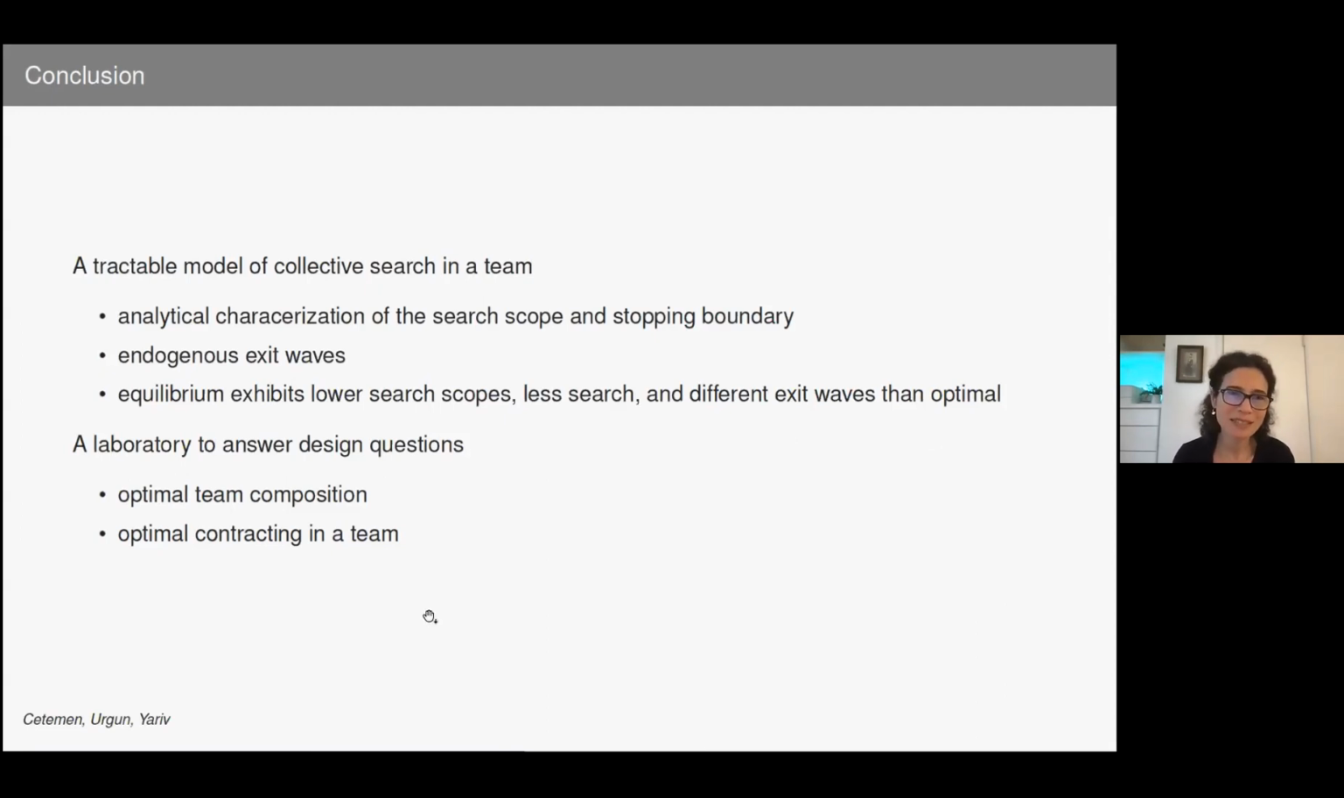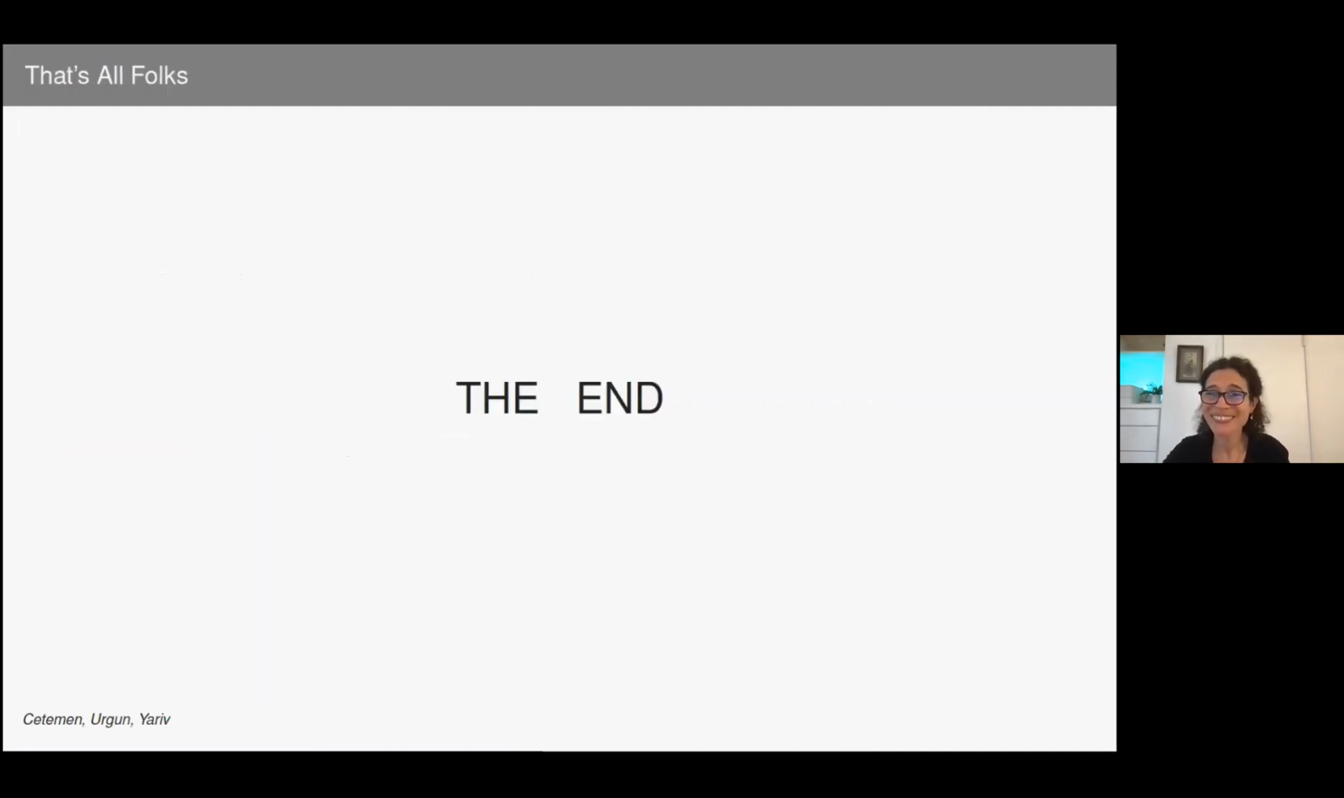And we hope that this provides a laboratory to answer various design questions, such as the optimal team composition, optimal contracting in a team, and so on and so forth. So that's all, folks.